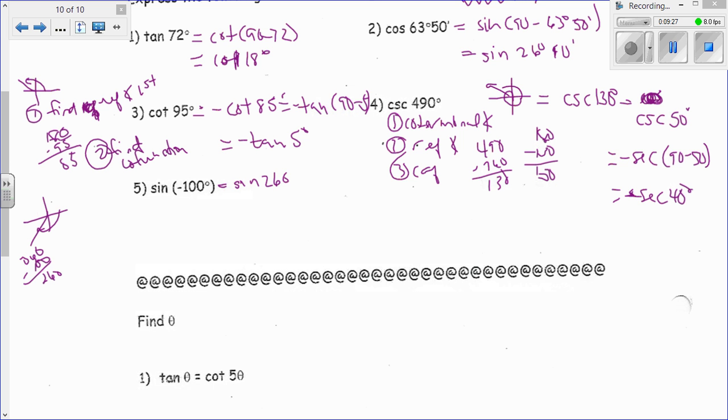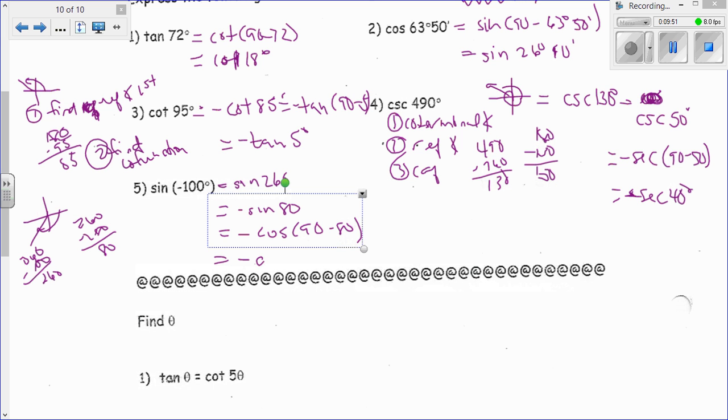Now I have to find my reference angle, which would be 260 minus 180, which is 80. And in quadrant 3, sine is negative, so it's a negative sine of 80. And that would be equal to a negative cosine of 90 minus 80. And cosine will still be negative in quadrant 3, so we leave it negative. It's a negative cosine of 10 degrees.